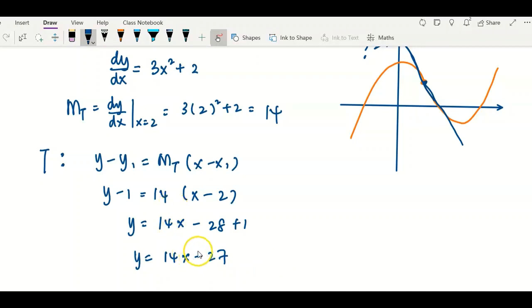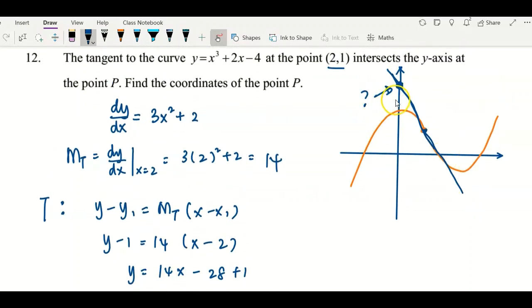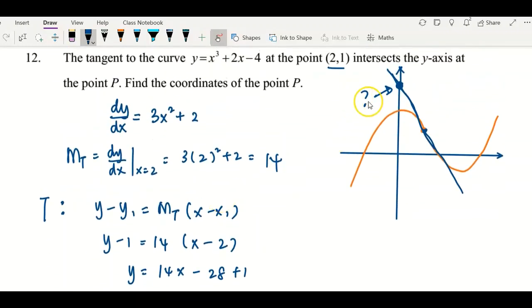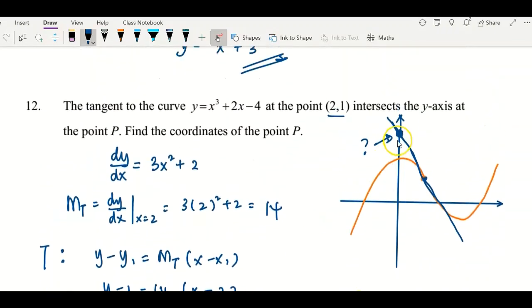Then now, for this tangent line, what is the value of y when it cuts the y-axis? Okay, when it cuts the y-axis, I just need to substitute x equals 0. When x equals 0, y will be equal to negative 27. Okay, so this is negative, so my diagram is not accurate there. Since y equals negative 27, but in my diagram, it cuts at the positive side.